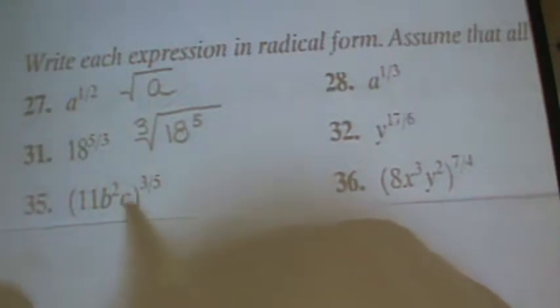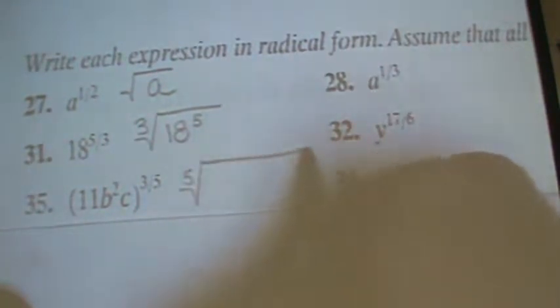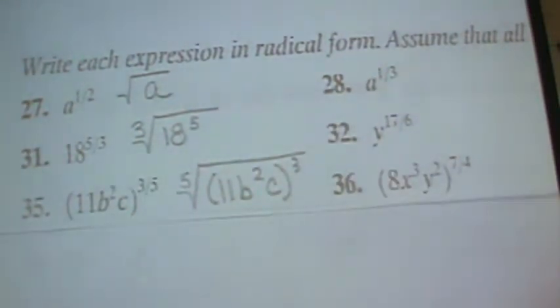And 11b squared c, and it's to the 3/5 power, so that's the 5th root of 11b squared c, all of that cubed. 28 is the cube root of a. 32 would be the 6th root of y to the 17th power.